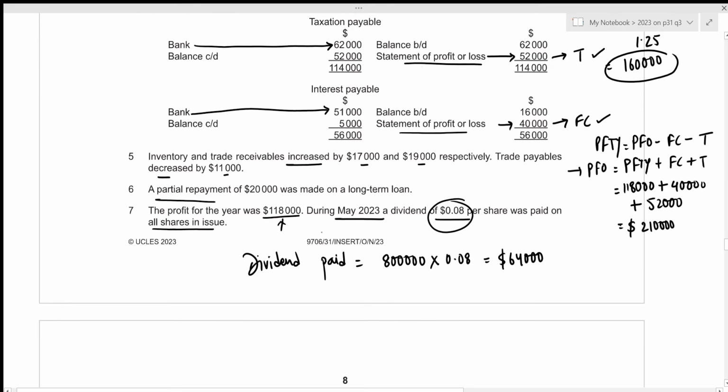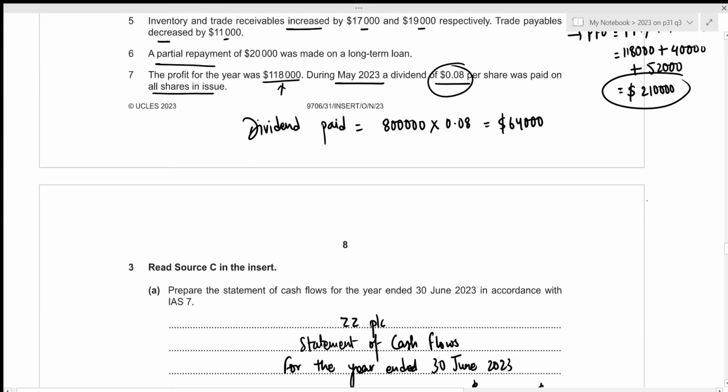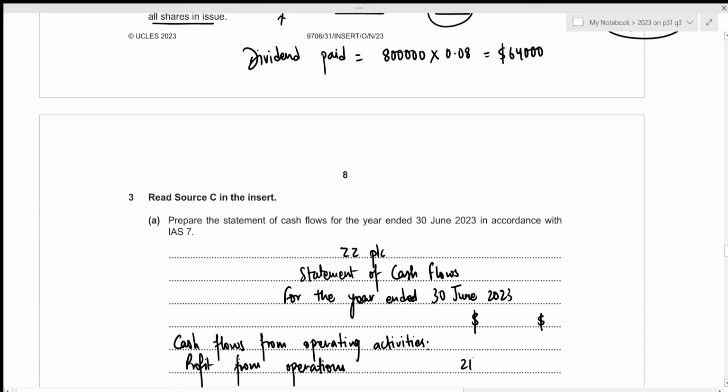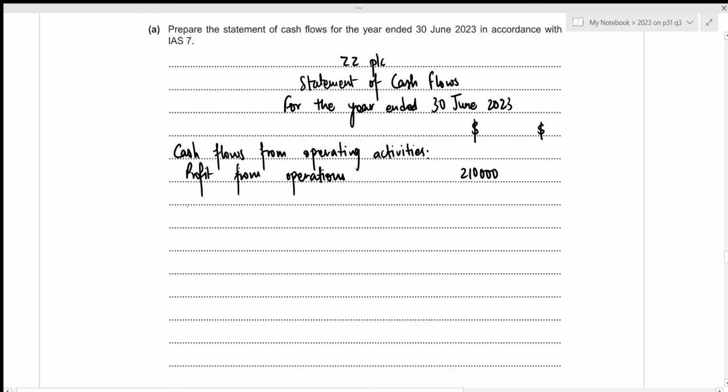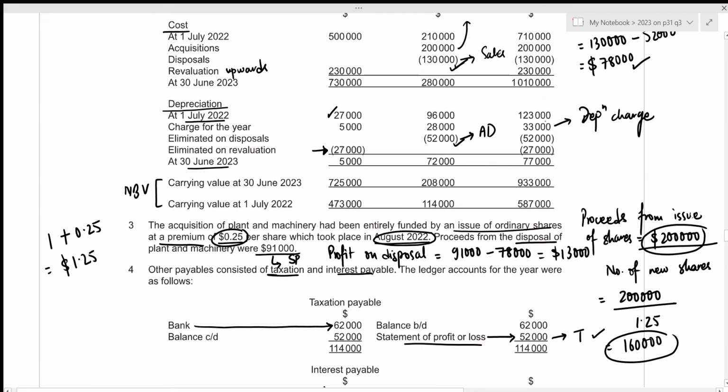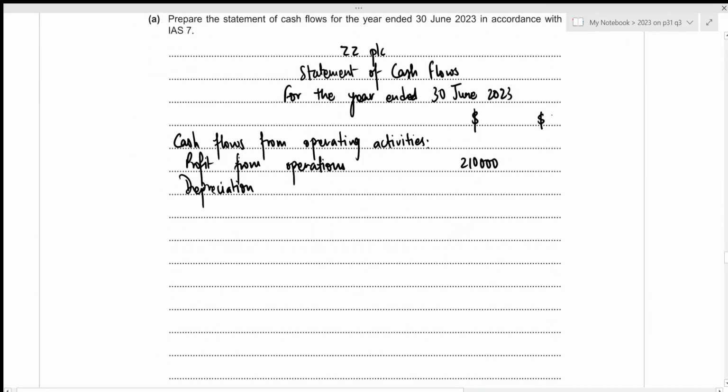Okay. We have already calculated the profit from operations to be 210,000. Then next would be the adjustment for our non-cash expense, which is just the depreciation charge, and it was given within the information itself. The depreciation charge for the year was 33,000, and while calculating our profit from operations, the depreciation charge was subtracted. But this is a non-cash expense, which means that we do not have to include this. So in order to remove it, since previously it was subtracted, we now have to add it back. So that just will be a positive 33,000.